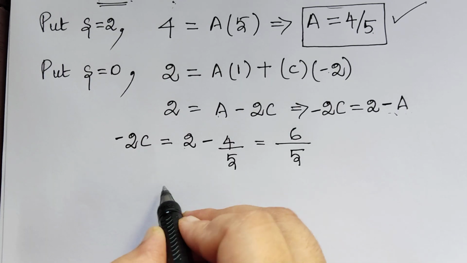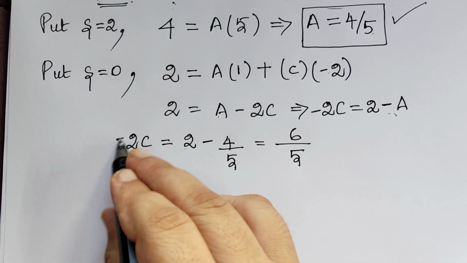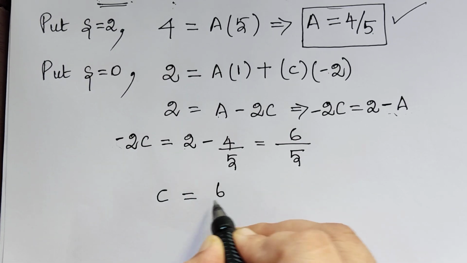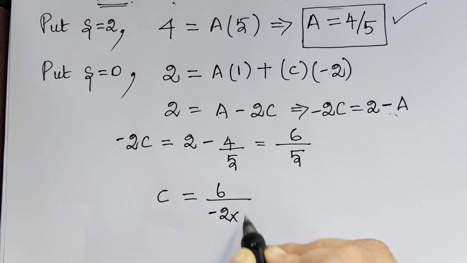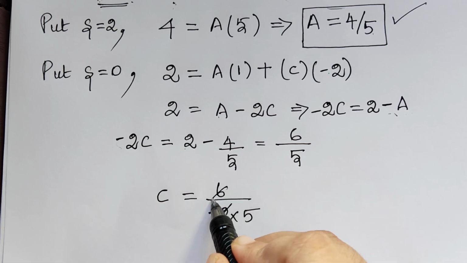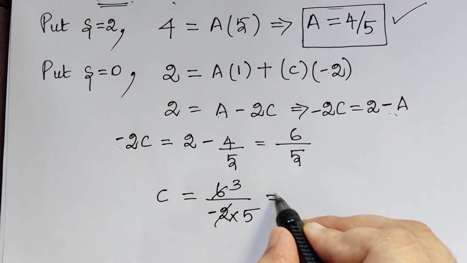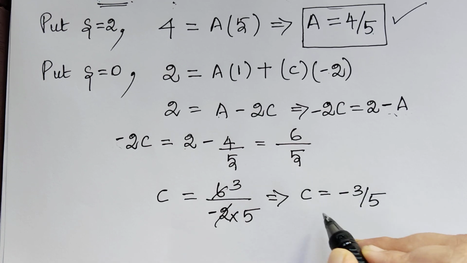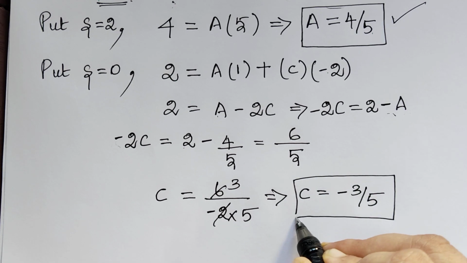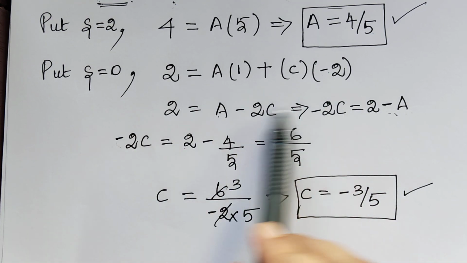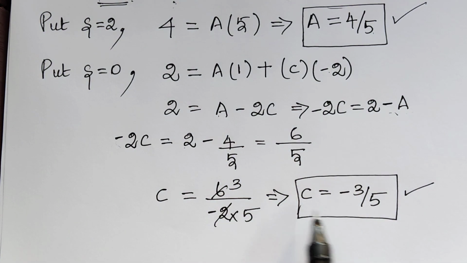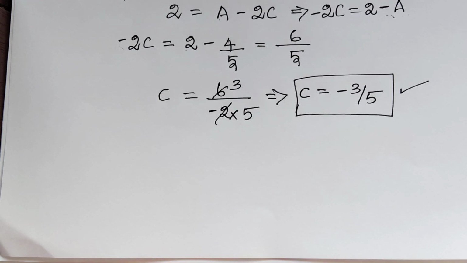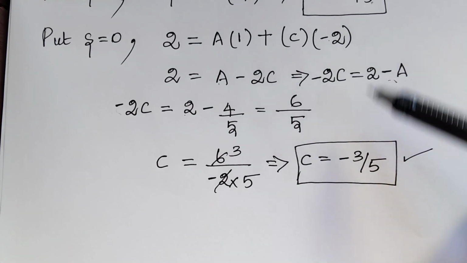And from this c will be equal to, taking this minus 2 to the right, you will be having 6 divided by minus 2 multiplied with 5. So 2 1 times, 2 3 times, and so you will have the value of c to be equal to minus 3 by 5. So we have obtained the value of c. So patiently go through these steps, you will definitely understand it better. And then we have evaluated the value of a and c.